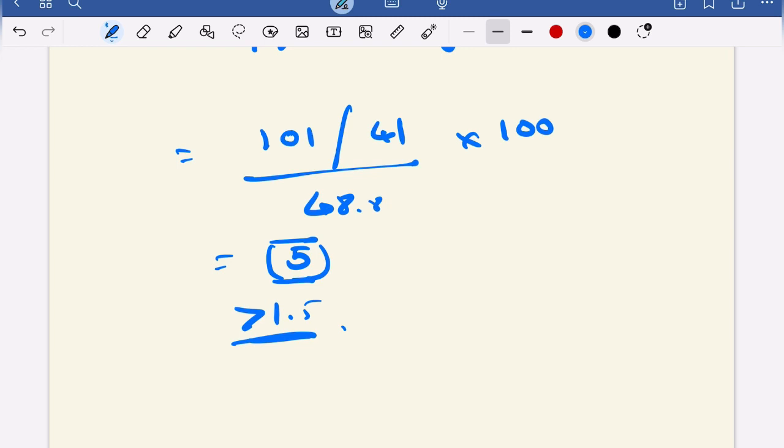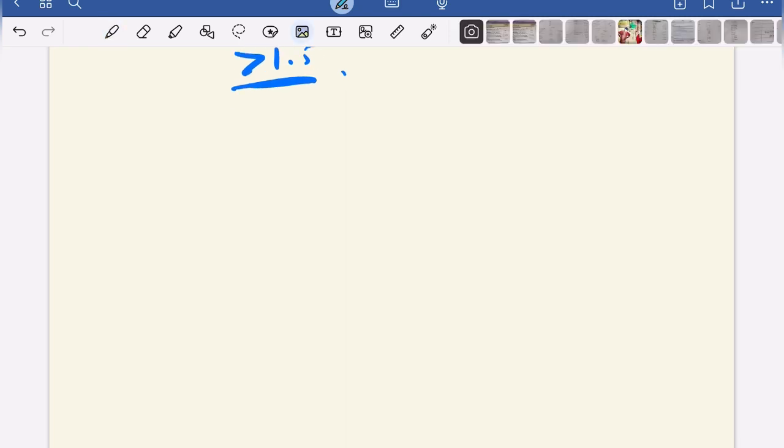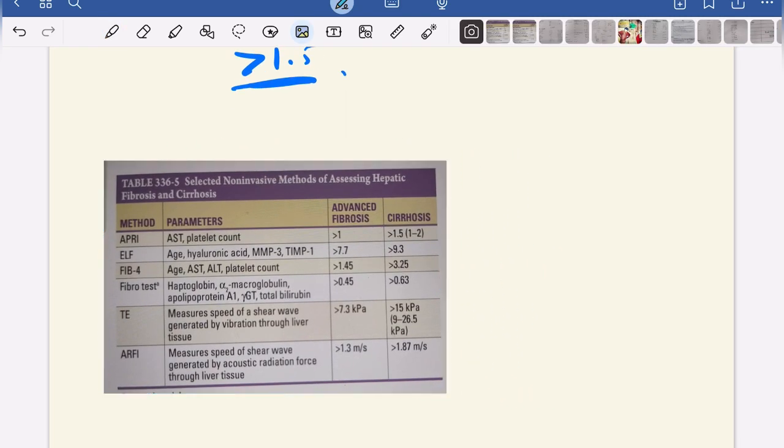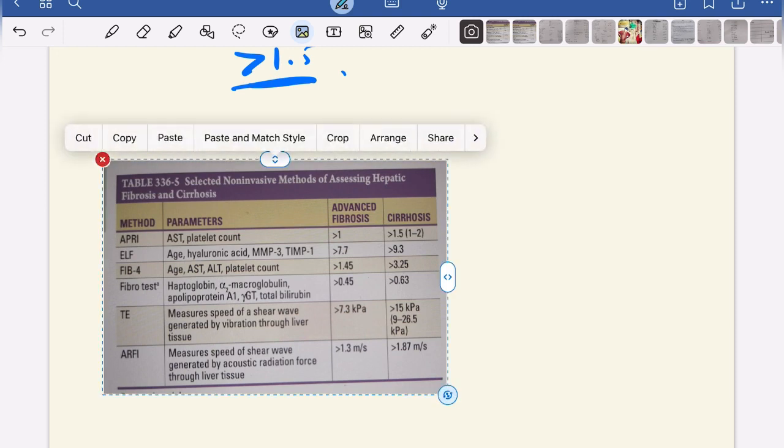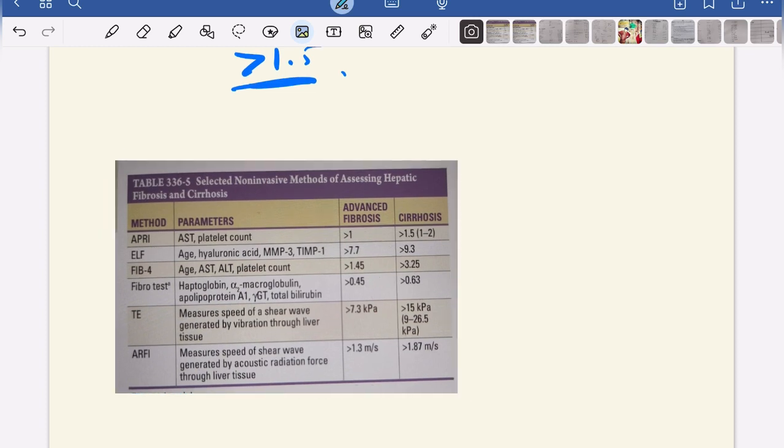I'll give the reference for this APRI cutoff value. This is taken exactly from Harrison. Look at this: APRI, AST platelet count. If it is more than 1, you can say it is advanced fibrosis. If it is more than 1.5, the range being 1 to 2, you can say it is cirrhosis.